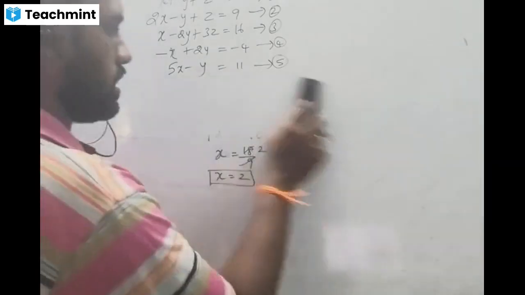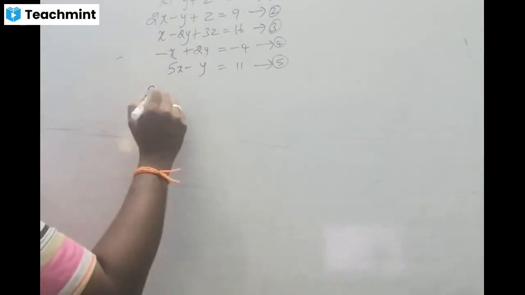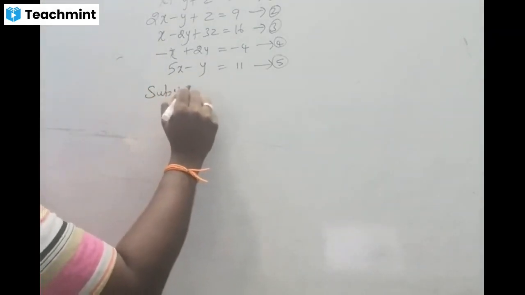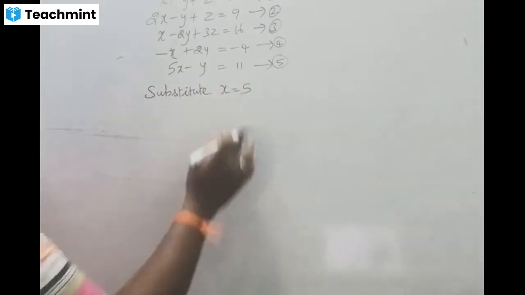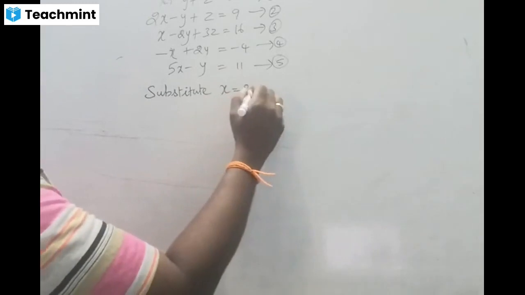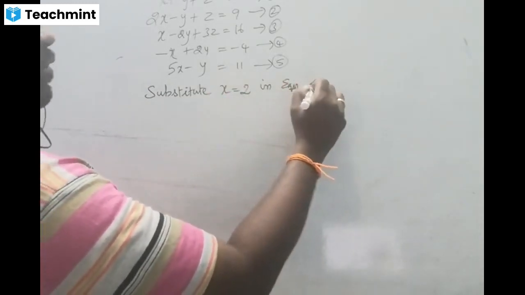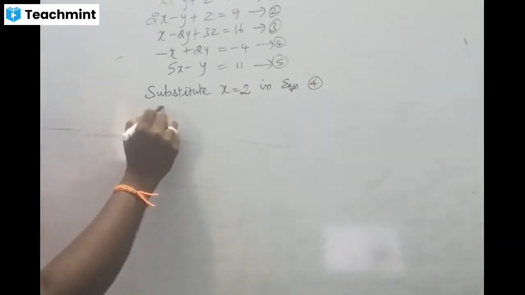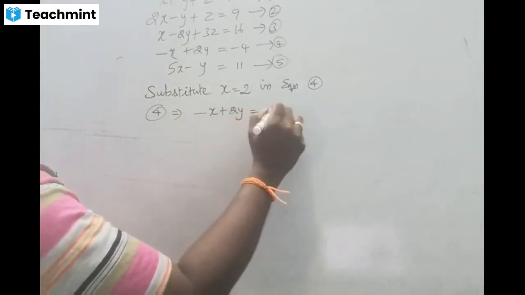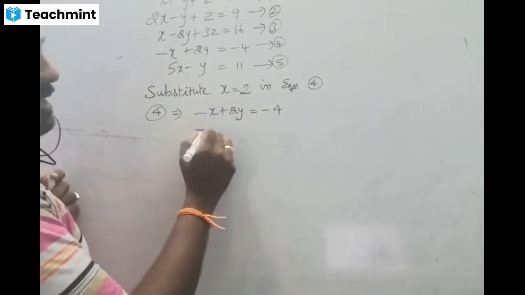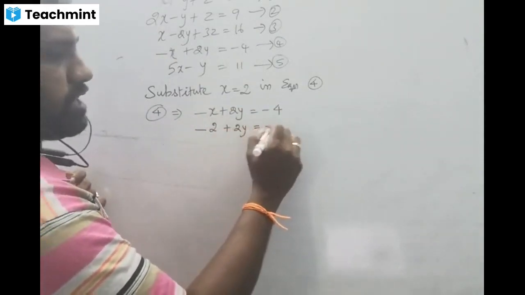Okay. Now I'm going to substitute this x equal to 2 in any of the equations 4 and 5. So write the statement: substitute x equal to 2 in equation 4. Actually, what is the fourth equation? Nothing but minus x plus 2y equal to -4. So minus, what is x? 2, plus 2y equal to -4.